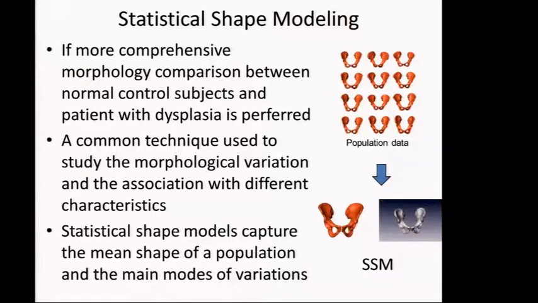So what is statistical shape modeling, for those who don't know it? It's a common technology used to study morphological variations and their association with different characteristics. Basically, as you can see here, the statistical shape model we generate from this technique captures the mean model, the average model from this population, as well as the main modes of variation. Here shows just one of the modes.